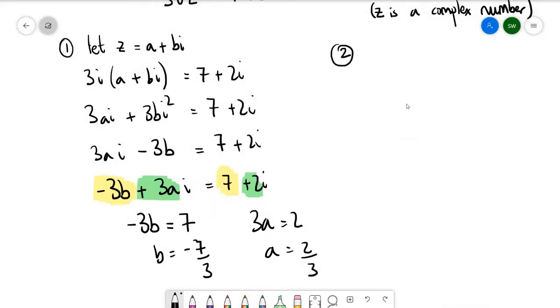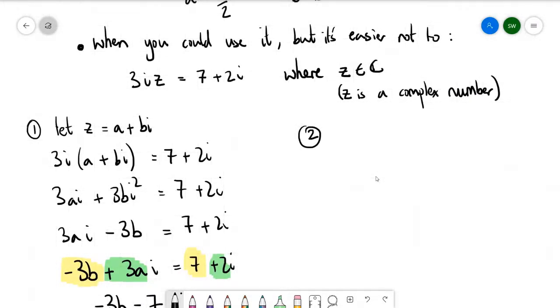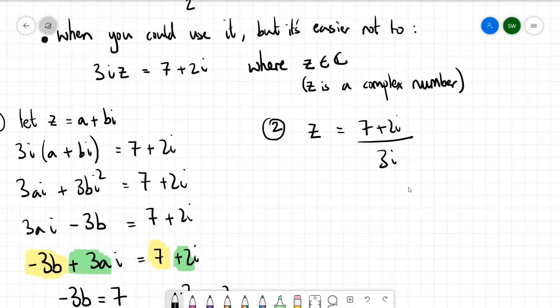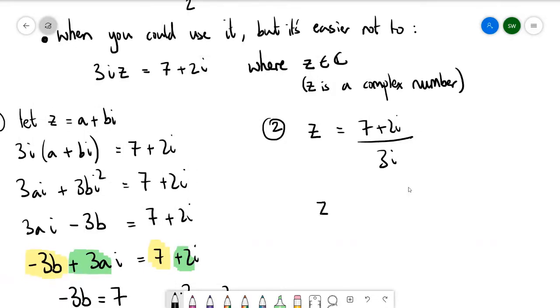A better method for solving an equation like this would be just to rearrange it to get z on its own. If you divide both sides by 3i, you'd get z equals 7 plus 2i divided by 3i. And then you can basically simplify what z is. To divide two complex numbers, you times the top and the bottom of the fraction by the complex conjugate of the denominator.